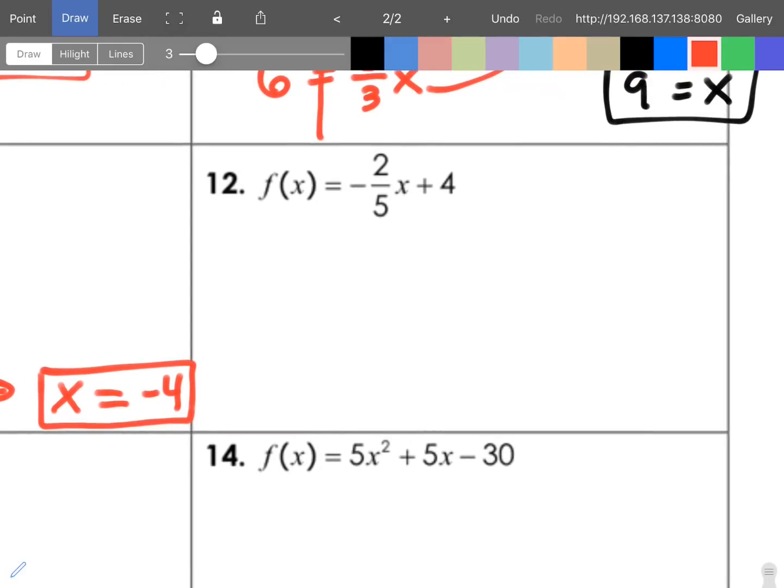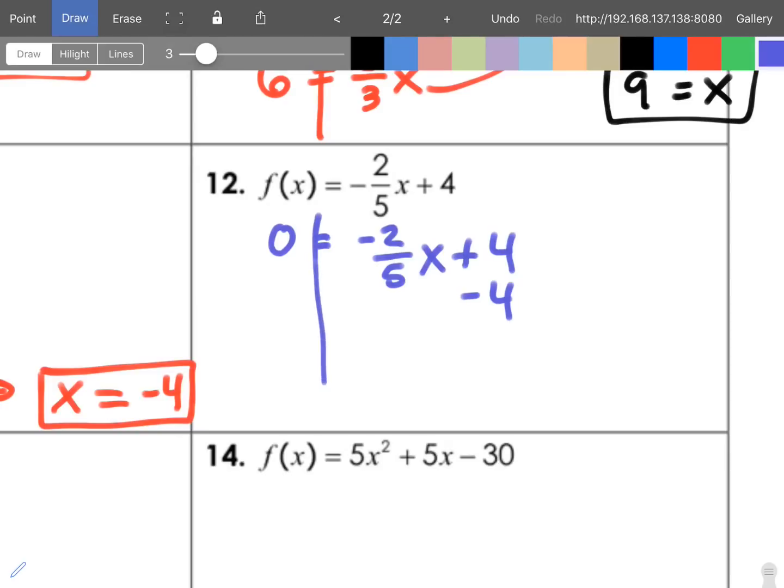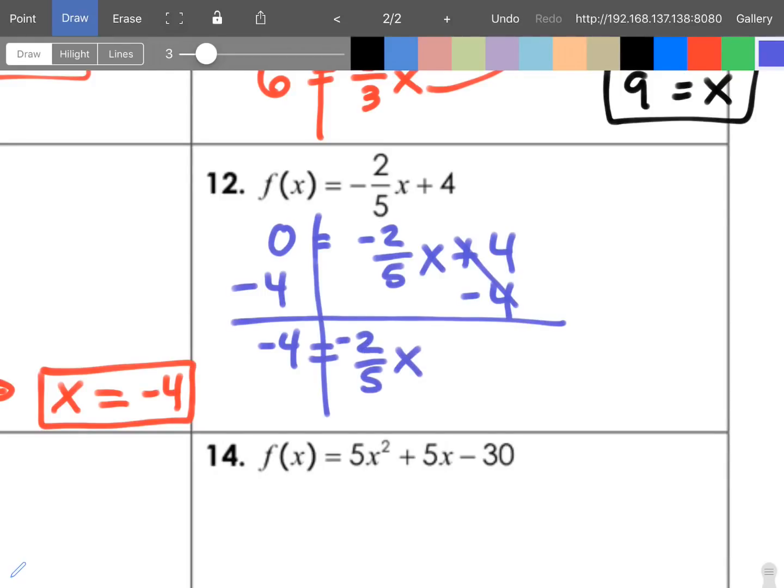Okay, one more fraction. It's good to practice. So 0 equals, remember we're always setting our function equal to 0 to find the roots, plus 4. So we're going to subtract 4 from both sides. That cancels. Negative 4 equals 2/5 x. Oh, negative 2/5 x. So to get rid of the fraction, we're going to multiply by the reciprocal. Multiply by the flip of the fraction, which is 5 over negative 2.